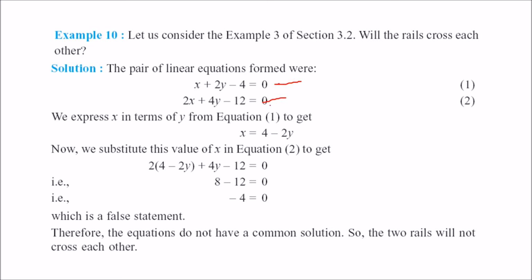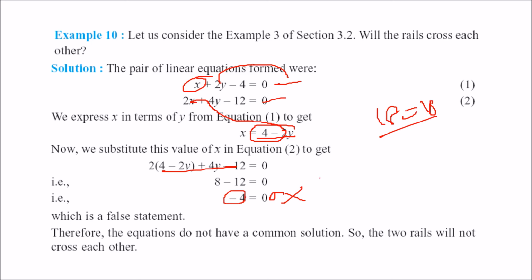These are two equations. Let us solve it by substitution. x in terms of y comes here, so 4 minus 2y. Place 4 minus 2y in place of x here. Solve it, we get minus 4 equal to 0. So this is wrong. It is not like what we got, 18 equal to 18, in the earlier example. So when this comes, it means it is a false statement. That means it has no solution. It is just like rail lines.